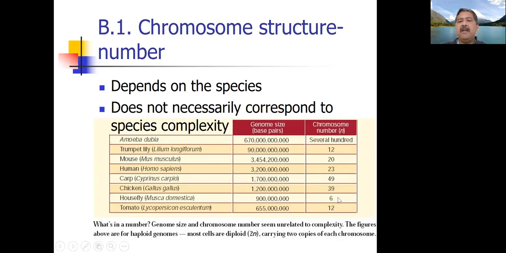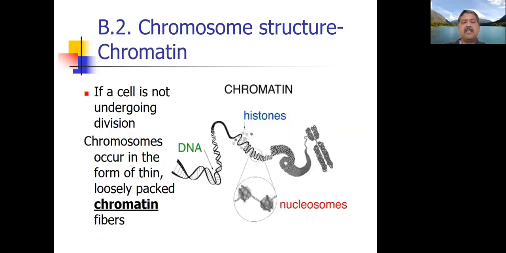Chickens, not that bright. 39 chromosomes, though. Are they more complicated than 23 chromosomes for humans? I don't think so. Chromosome structure, the number is consistent within the species, but it does not have to do necessarily with the complexity of the species.